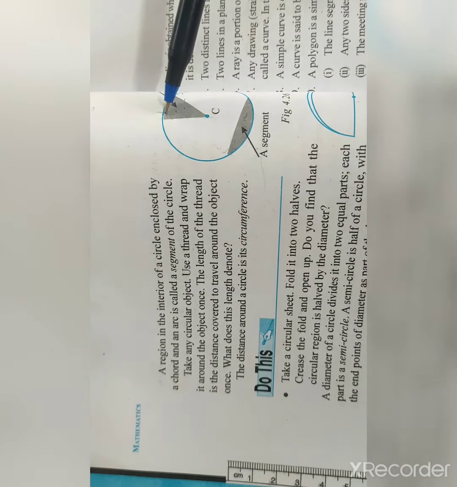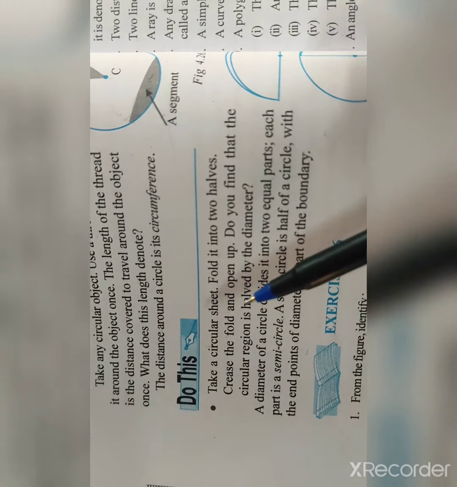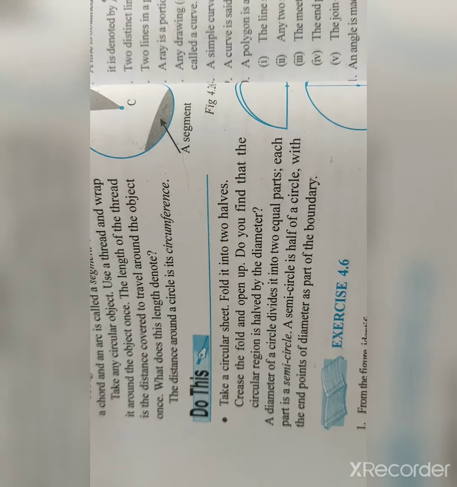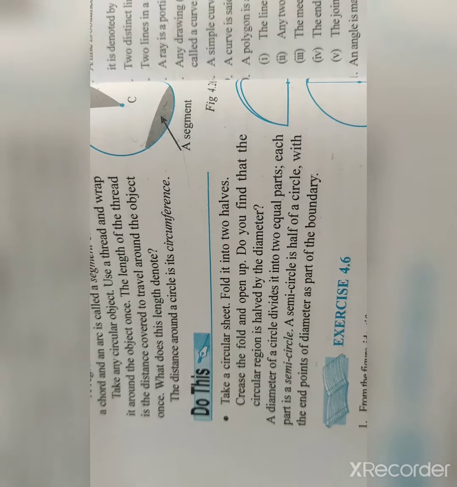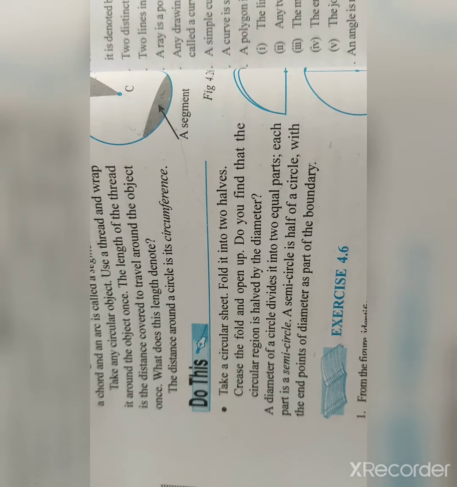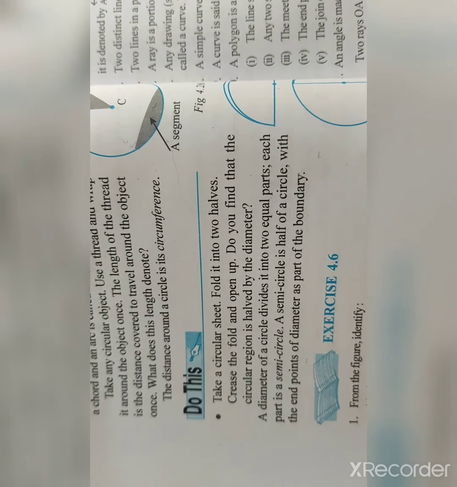Now do this: take a circular sheet and fold it into two halves. When you fold, crease the fold and open up. So the circle is divided into two equal parts with the help of a diameter. Easily, the circular region is halved by the diameter. Exactly. So a diameter of a circle divides it into two equal parts. Each part is called a semicircle. That means half a circle is called a semicircle. A semicircle is half of a circle with the endpoints of the diameter as part of the boundary.